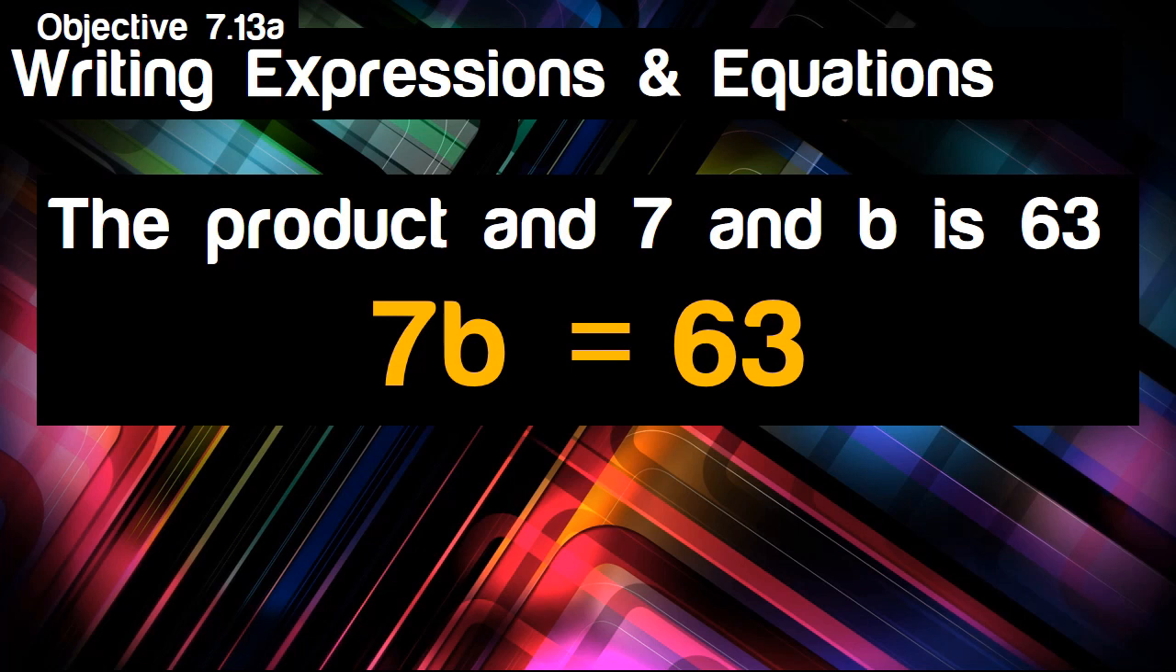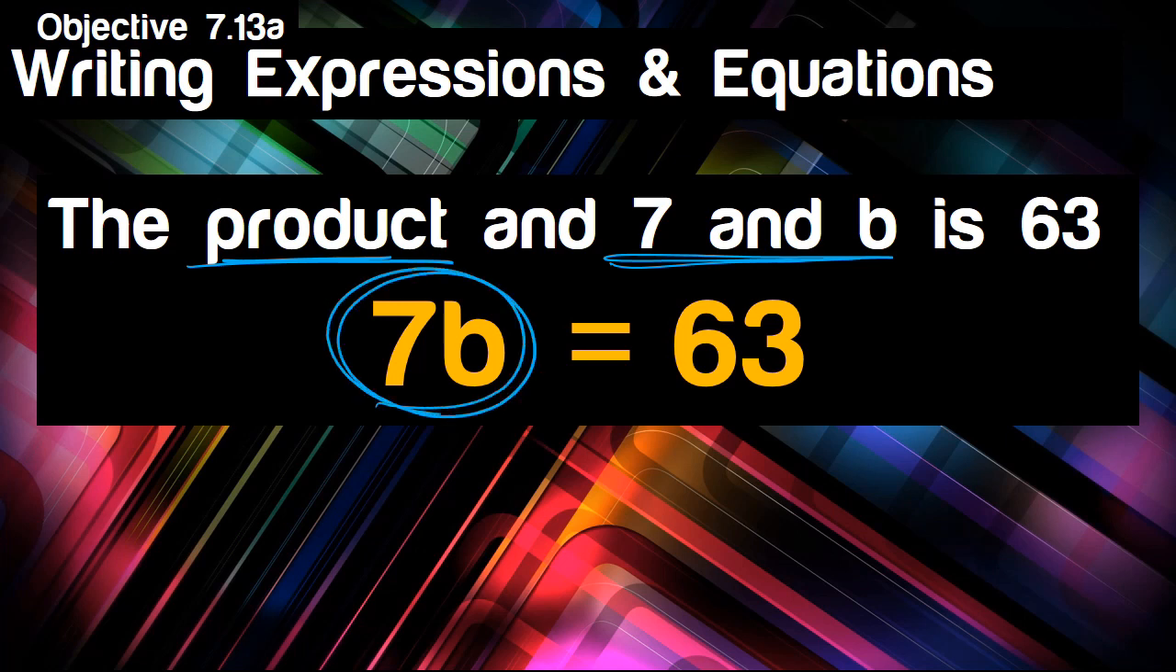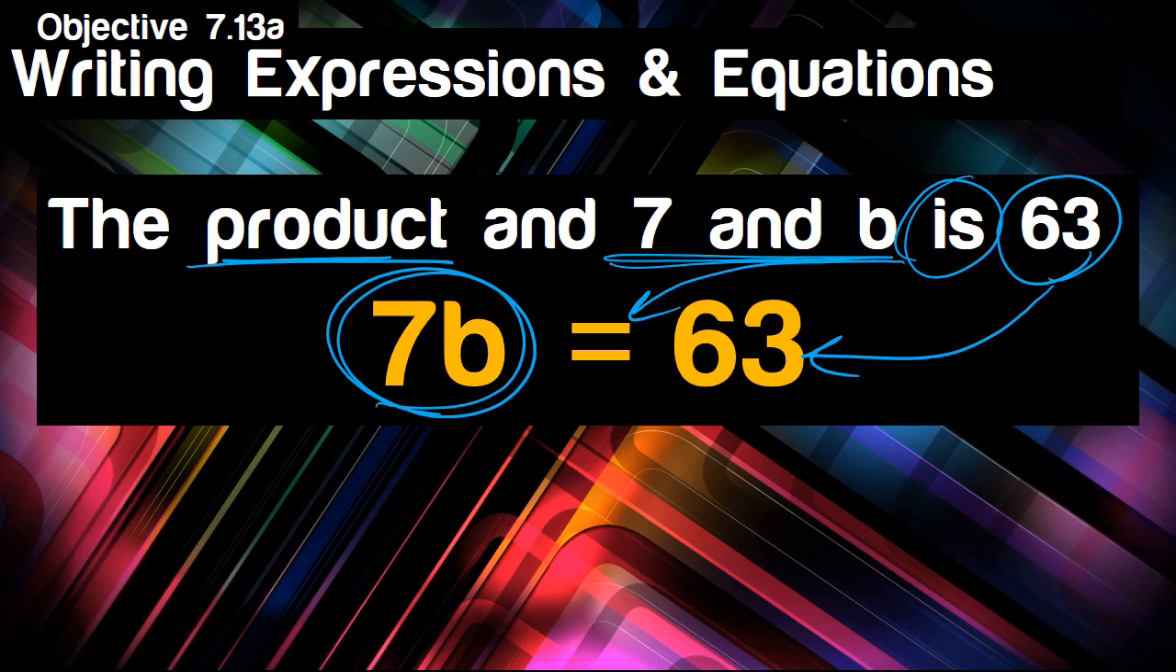So the product of 7 and b is 63. The product is saying we're going to multiply. So for multiplication, we're going to keep it in this order, but if you wrote it b times 7, that's fine, but get used to writing it as 7b. So get used to writing it without the operation sign for the coefficient and the variable. Is is our equal sign, and then 63 is after our equal sign.